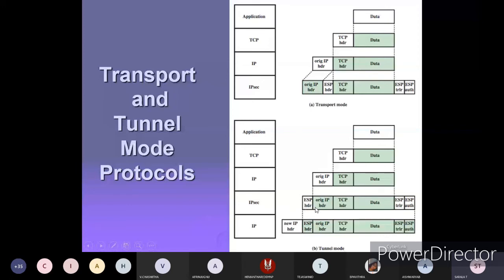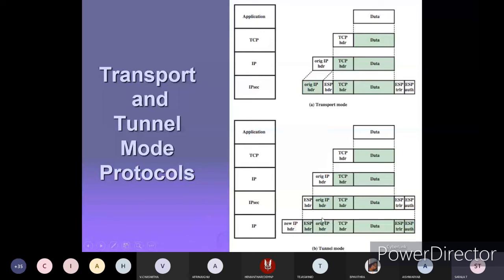IP header. Okay. One more layer of IP security is provided in tunnel mode, because the original IP header should not be read by any person or router in between, or any intermediate internet network. That's why you provide one more new IP header. Wherever other routers come, they will take only this new IP header.